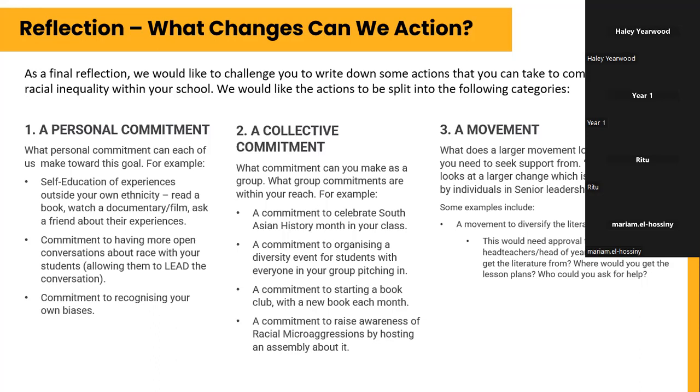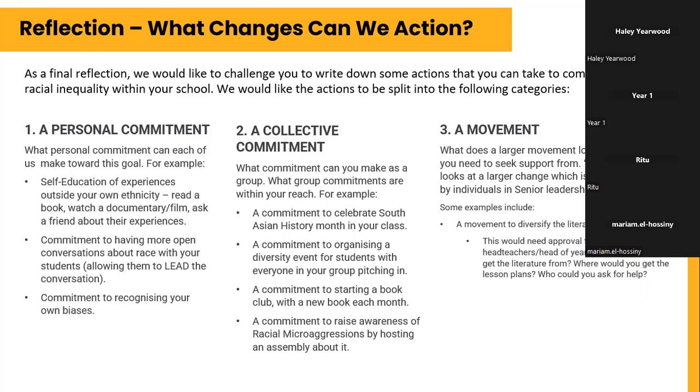And then thirdly, we have a movement. So what does a larger movement look like, and who do you need to seek support from? A movement looks at larger change, and this is obviously influenced by those in senior leadership. We also have head teachers and governors as well. Some examples include a movement to diversify the literature within your school.